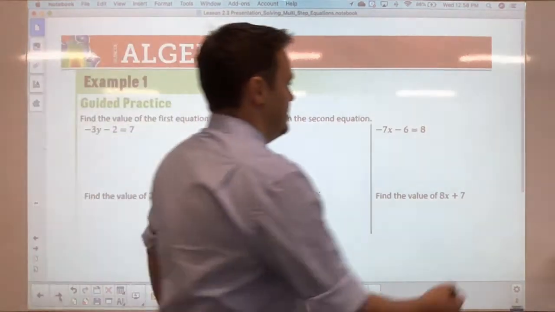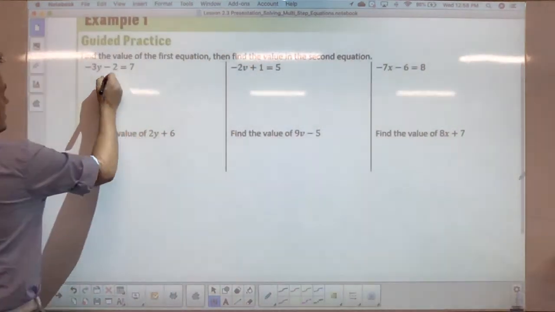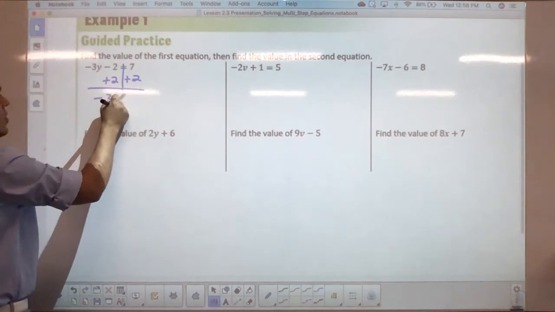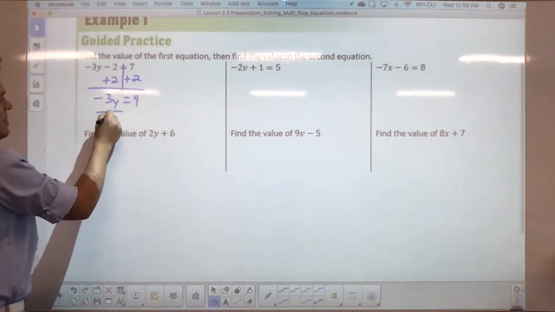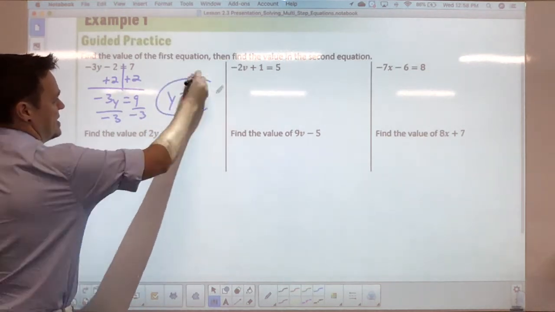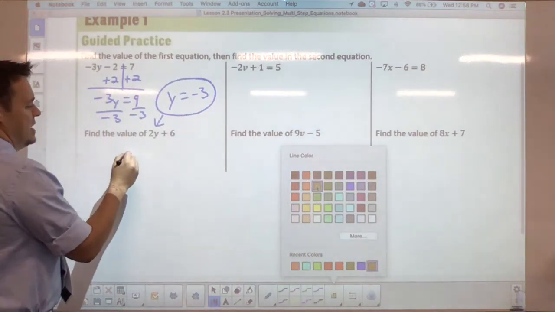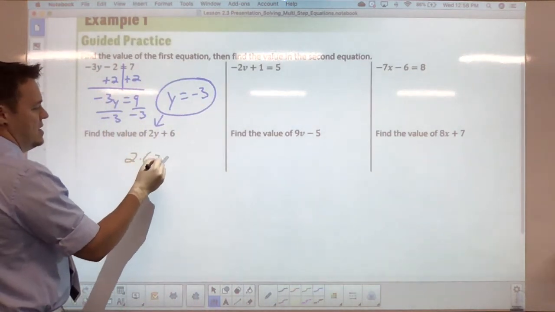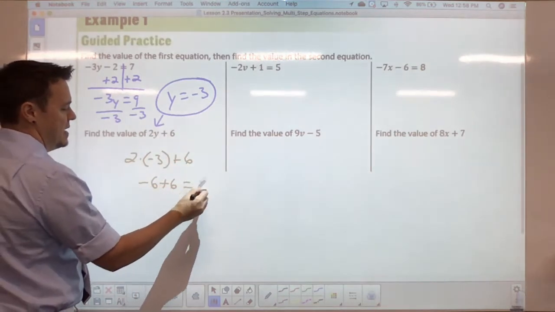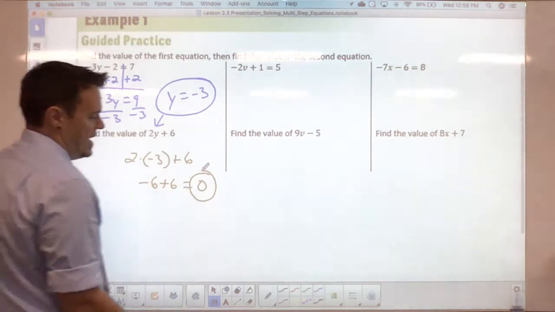All right, so on this one, make sure you have your setup, same philosophy. Add 2. All right, so you'd have negative 3y and then 9. Divide by negative 3. And you get y equals negative 3 just like that. Now you plug that value in down there. And you would get 2 times negative 3. So you get negative 6 plus 6. And my answer is a 0. All right, so please make sure you have that set up.